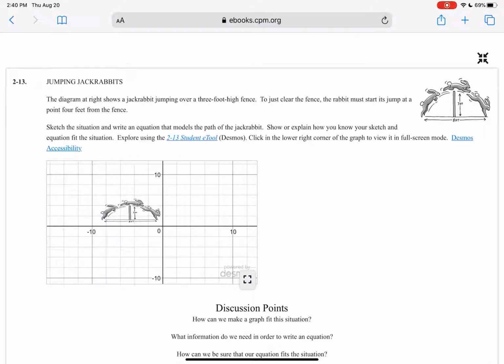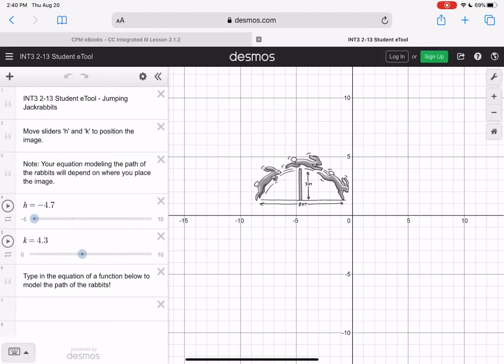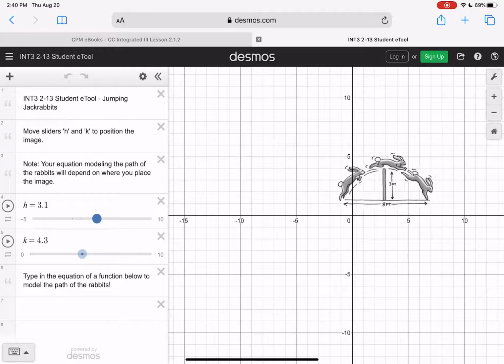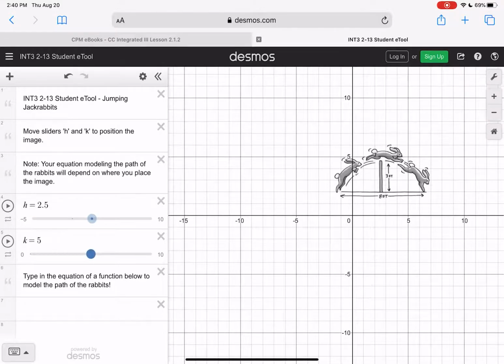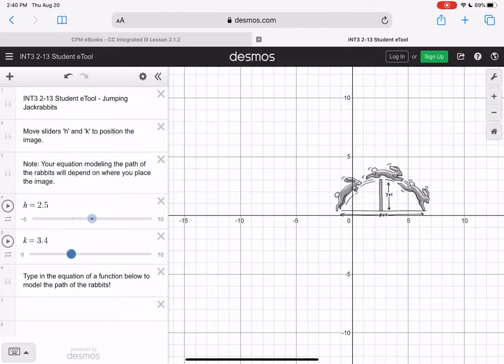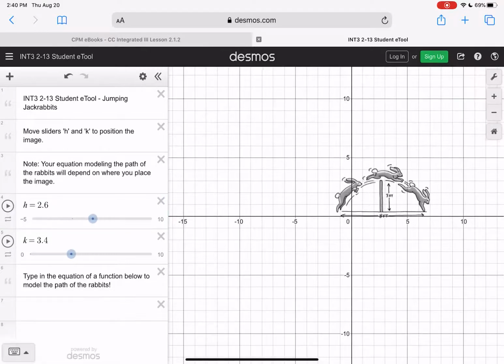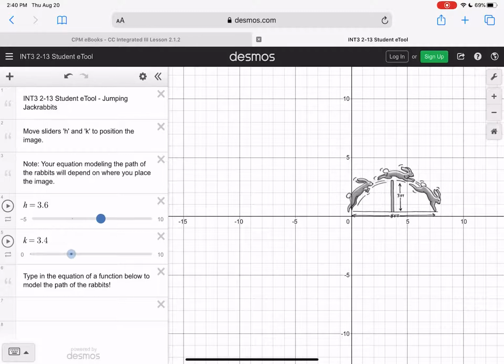So, if you are using your ebook, there is an e-tool that's helpful. The rabbit is there. Notice you can move it around, and it doesn't change the height of the fence or how far the rabbit jumps, but it makes it so that you can choose where you want the rabbit to start. My suggestion is to always start the rabbit at 0, 0, or whatever it is you're doing. Whenever you're able to start something at 0, 0, it's going to make it easier later.